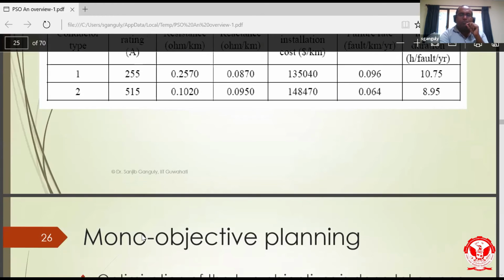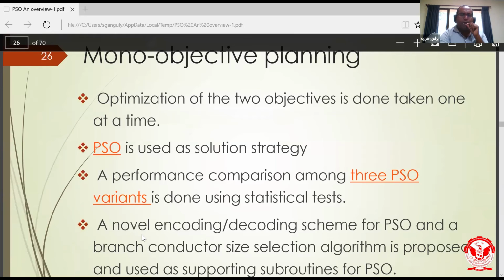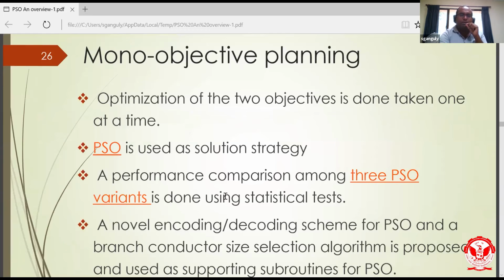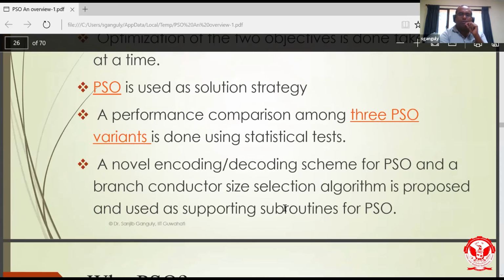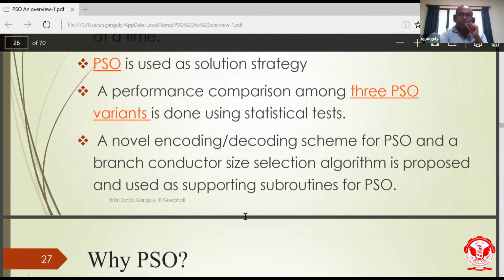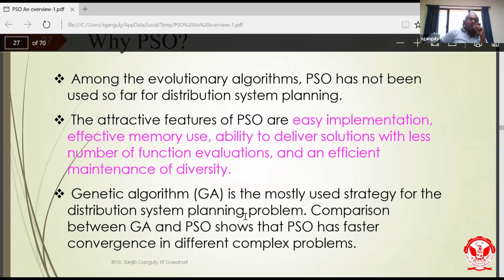In the mono objective problem I use PSO as the solution strategy, and we use three different variants of PSO that I discussed, including constriction factor PSO and inertia weight PSO, and I use a statistical test to analyze the performance. We also use some encoding decoding technique to decide the network topology. Now, why did I choose PSO?